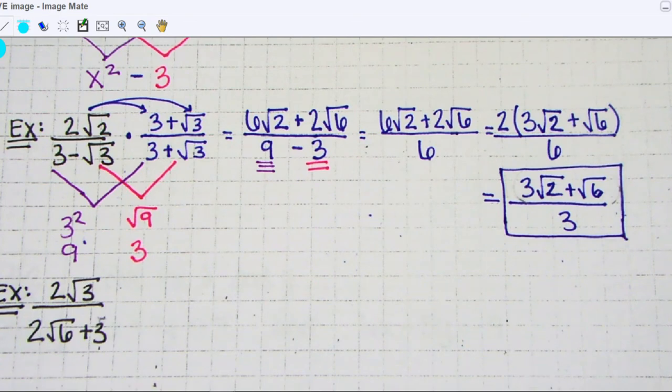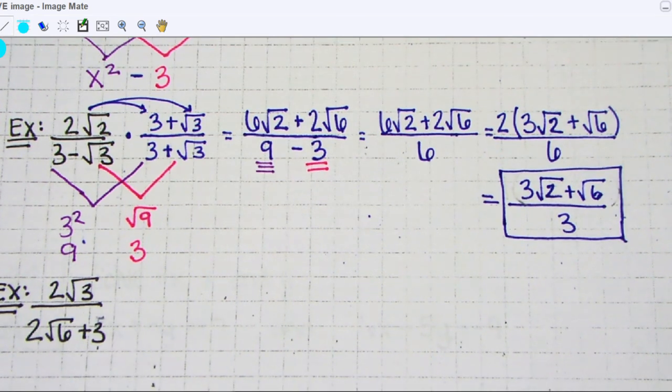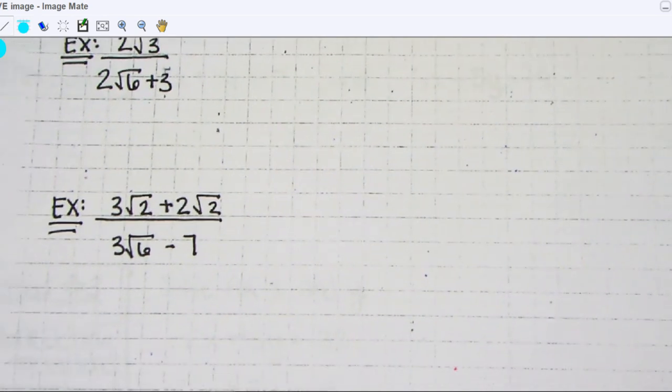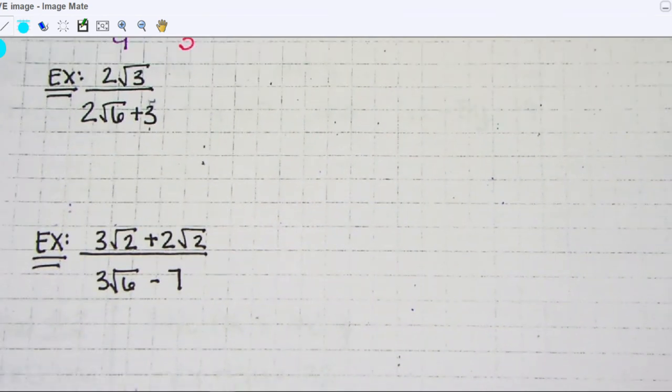Okay, let's try the next one. The next one is going to take just a little bit more time. It's nothing that we can't do. It takes a little more math. All right. Let's try this next one. What should we do here?